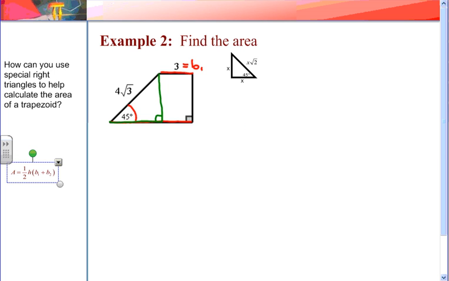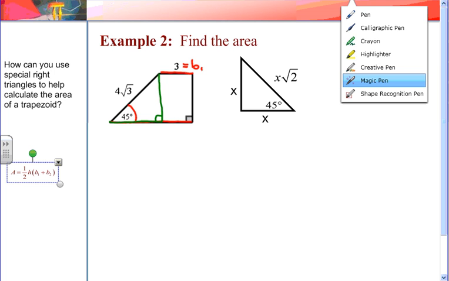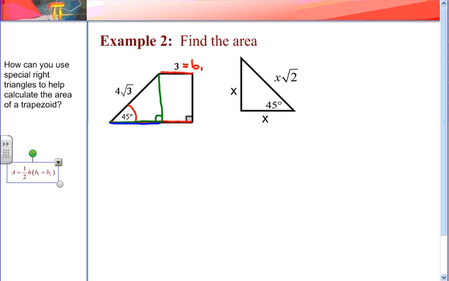Now I'm going to use the properties that we talked about with 45-45-90 triangles to help me figure out a couple sides that we see here. I'm going to use that information to help me find this side and this side. One of those is the height. The other one is going to help me find the second base of that trapezoid.